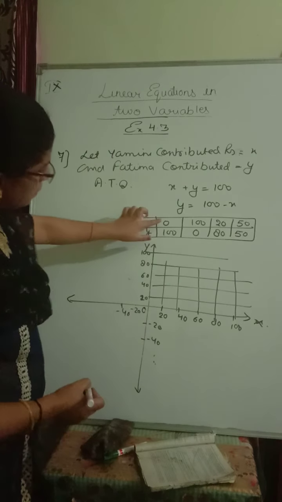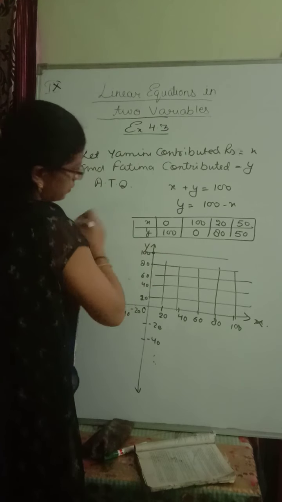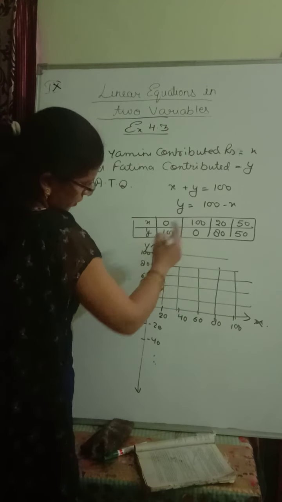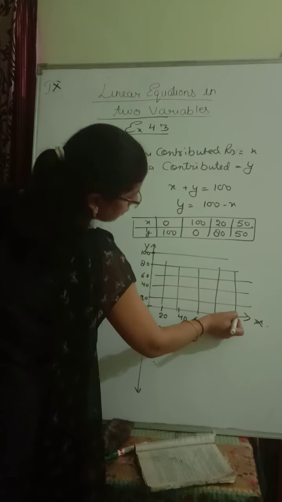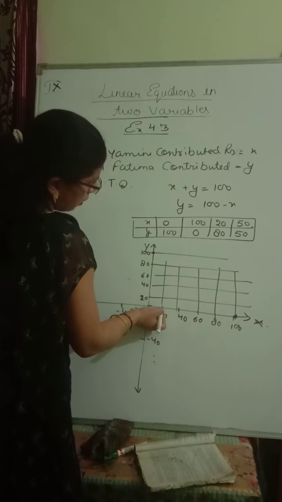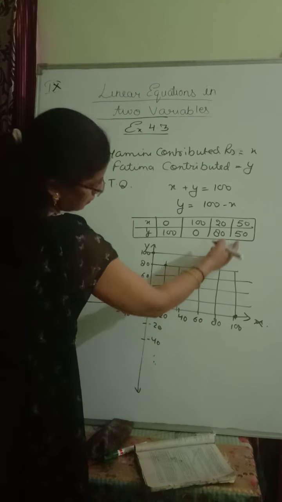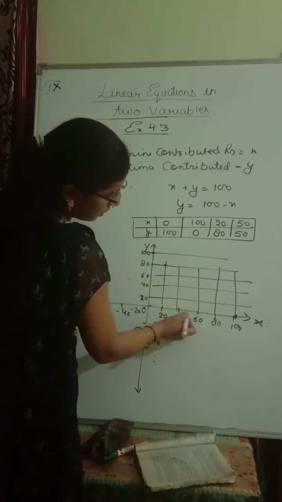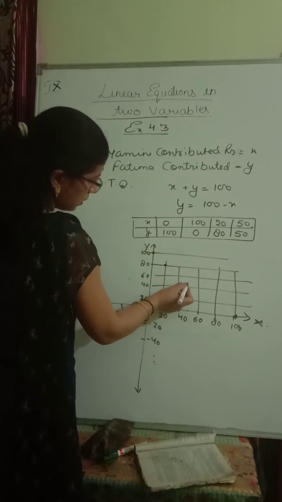So what first one? 0, 100. X is 0, y is 100. First point, 100, 0. X is 100, y is 0. Okay. Second point, x is 20, y is 80. This one. Same way, x is 50. 50 will come between these two, x at the midpoint. Y is also 50. 50 will come between here.